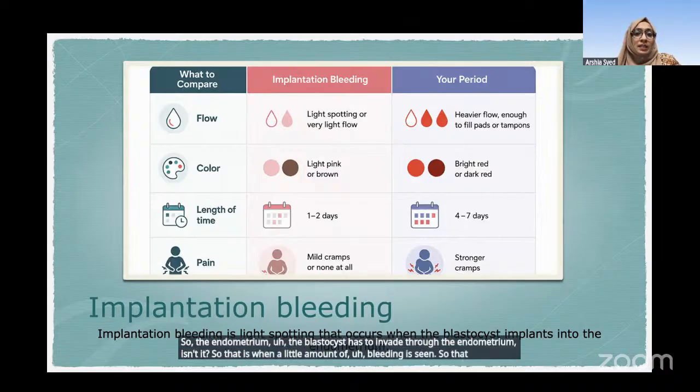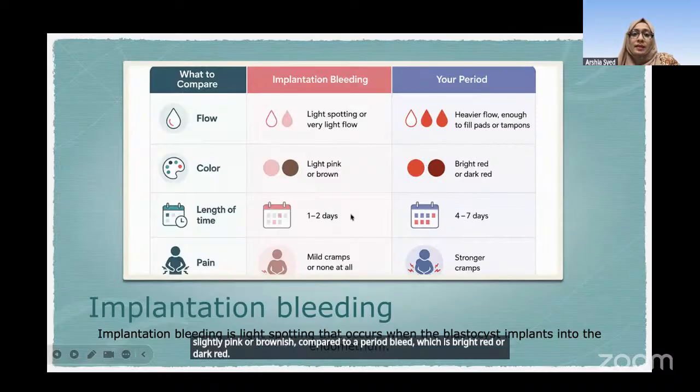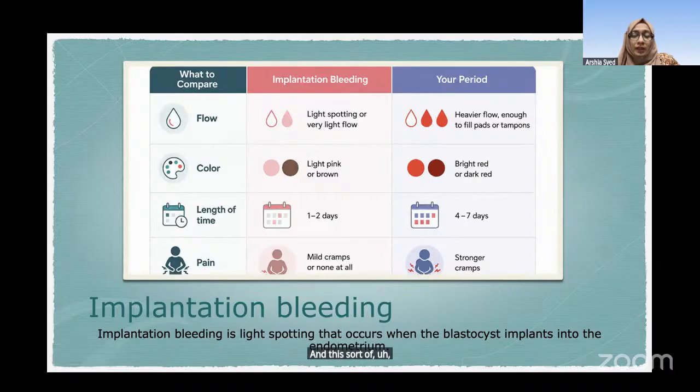This bleed is very light, with just spotting, unlike a period bleed where you have a heavier flow. The color is either slightly pink or brownish, compared to a period bleed, which is bright red or dark red. This sort of spotting will be seen just for 1 or 2 days mid-cyclically, but a period flow will be at least 4 to 7 days.